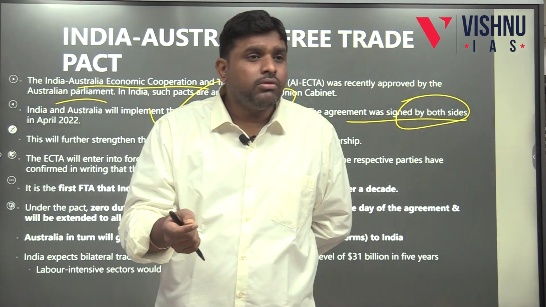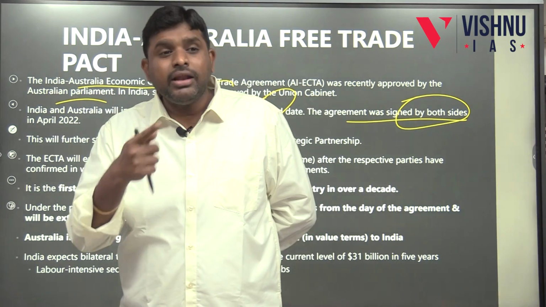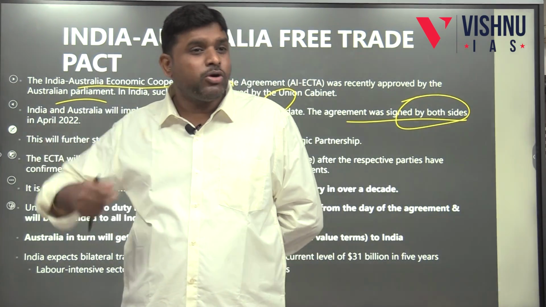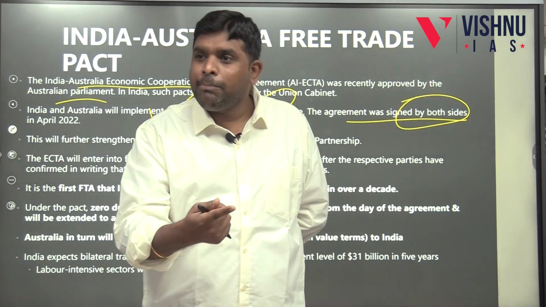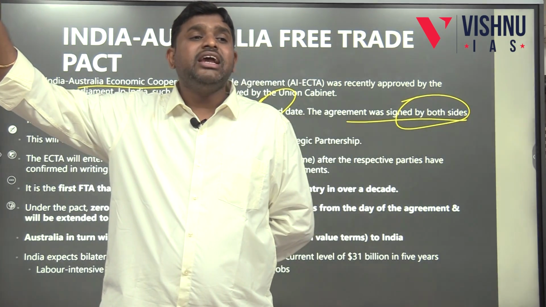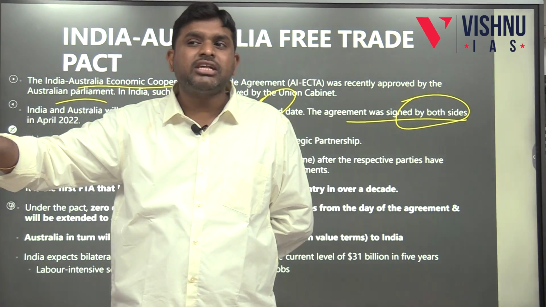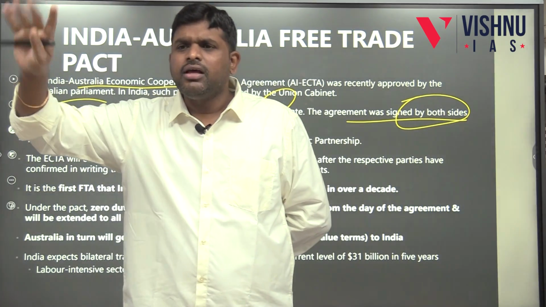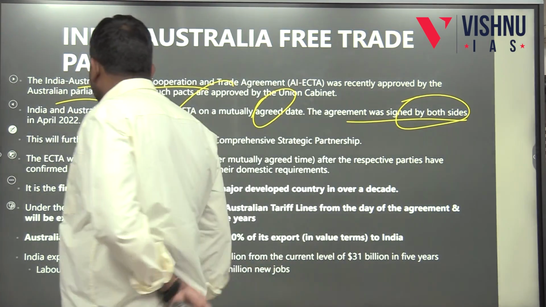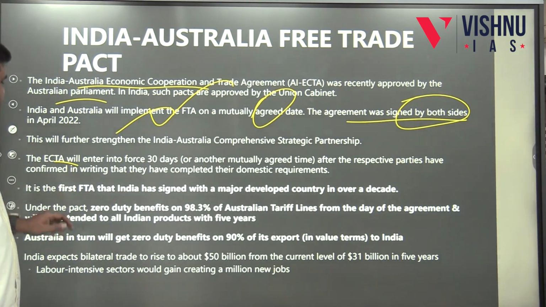Means executive approval is sufficient for India, but legislative approval is needed for Australia. So which is more people centric? Australia. Why? Because people's leaders are approving it. The legislative body is approving it. Understand this. In Australia, any trade agreement should be passed by the Parliament. In India, any trade agreement should be passed by the Union Cabinet. Means if the executive gives its approval, it is sufficient. The ECTA will enter into force 30 days after the respective parties complete their procedures.